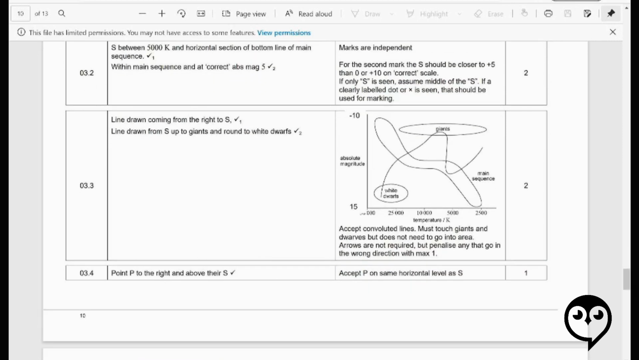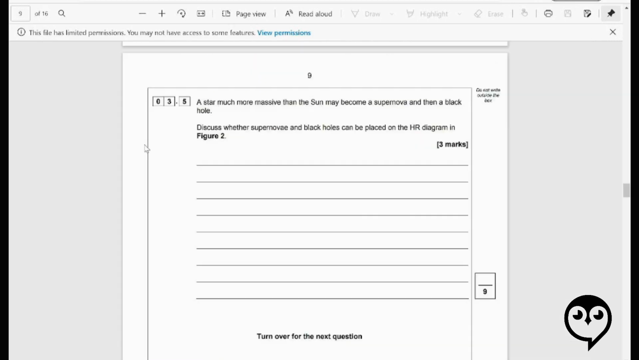Okay, and as we said, point P is going to be up and to the right. Part 5, a star much more massive than the Sun may become a supernova and then a black hole. Discuss whether supernovae and black holes can be placed on an HR diagram.